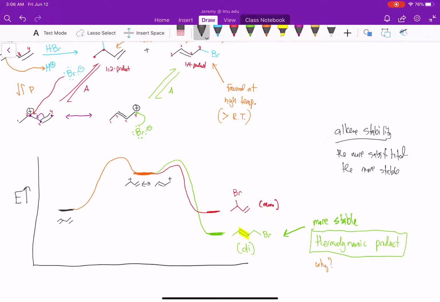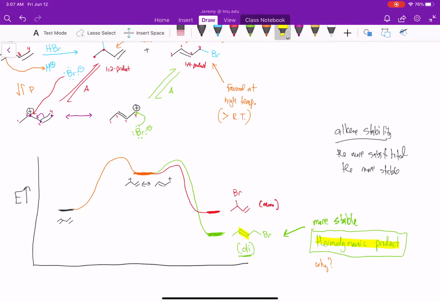So because the green product, the 1,4 product, is di-substituted, it is lower in energy and more stable than the 1,2 product in red. So at high temperature, we're always going to favor formation of the more stable product, the thermodynamic product, and in this case, it's the 1,4.